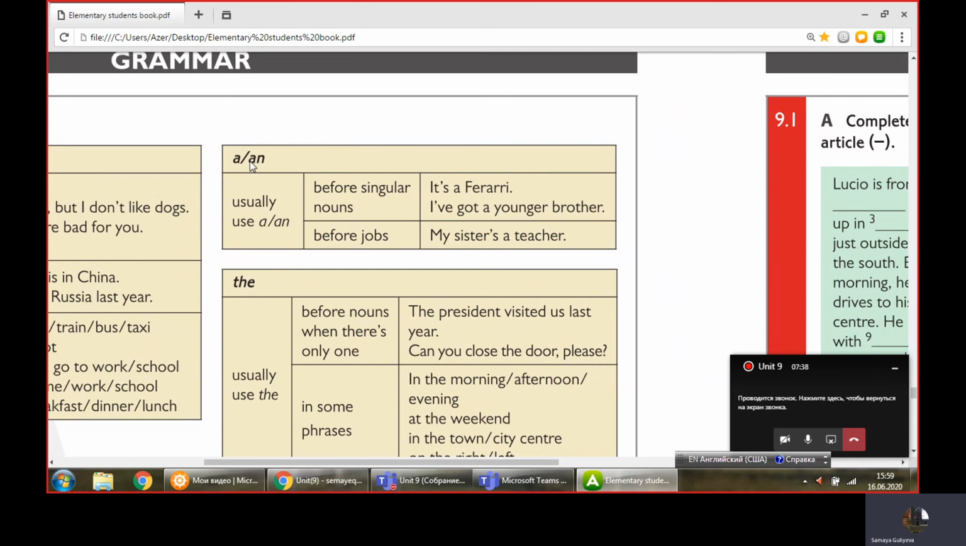When do we use a and an? Usually a and an are used before singular nouns, a before words that start with a consonant and an before words that start with a vowel. Before singular nouns, it is a Ferrari. I have got a younger brother. Before jobs, my sister is a teacher.